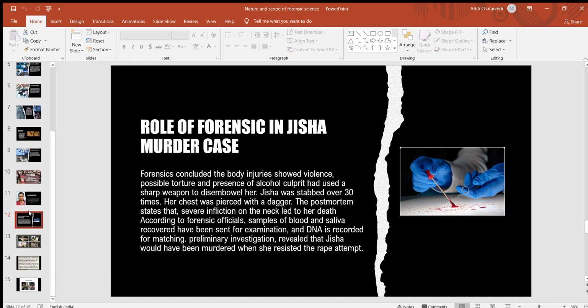A DNA test was conducted and matched, and the police also recovered the knife used by the perpetrator. The postmortem states that severe infliction on the neck led to her death, according to forensic officials. Samples of blood and saliva recovered have been sent for examination and DNA is recorded for matching. Preliminary investigation revealed that Jisha would have been murdered when she resisted the rape attempt.